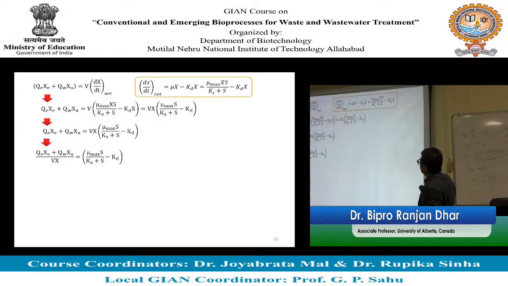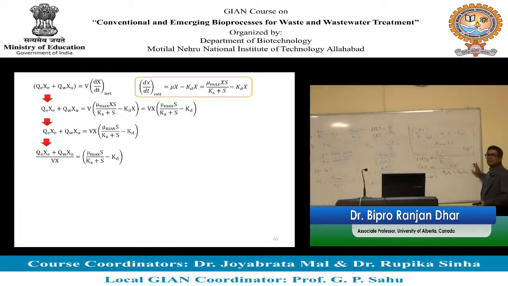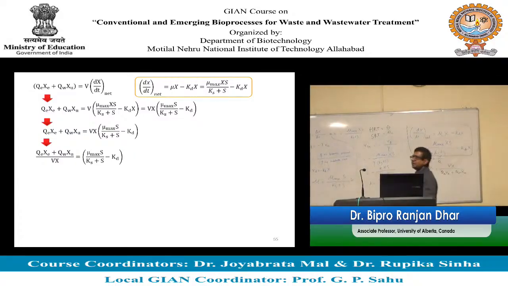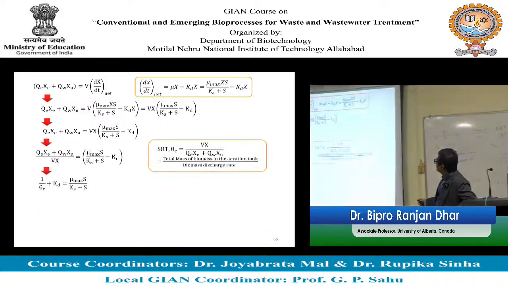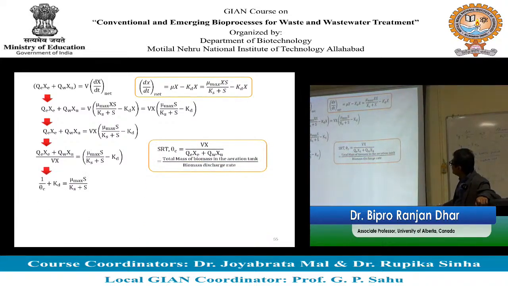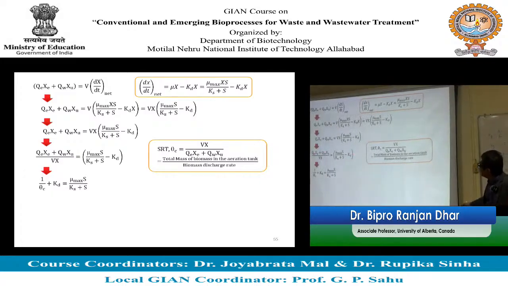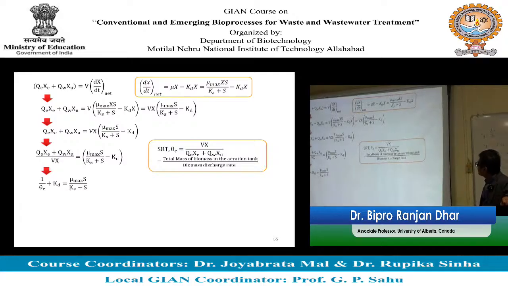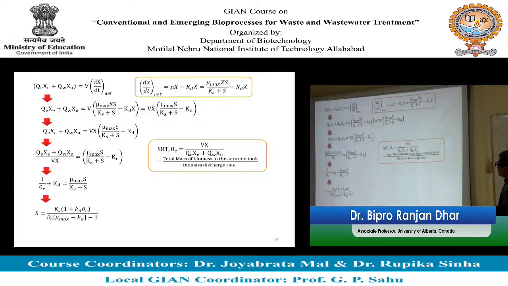And so do you see this? This is actually our SRT, right? So 1 divided by SRT. So now I can replace that with 1 divided by theta c, okay? And Kd I can take it on the other side, okay? So now my equation looks like this. So now what else I can do?